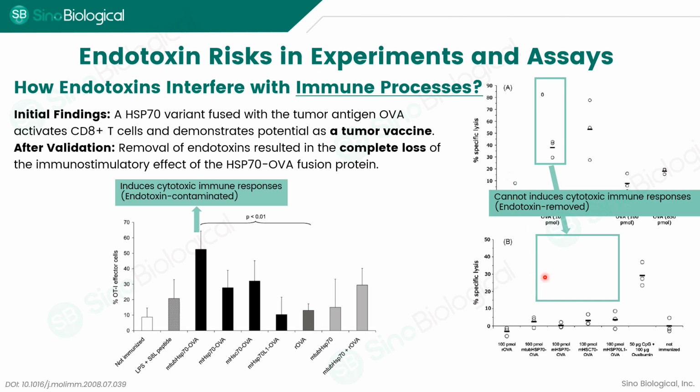This also highlights a critical point: even trace amounts of endotoxin in a recombinant protein, when you are using it for an immunogenicity experiment, can artificially enhance or skew your immune response, leading to misleading conclusions.